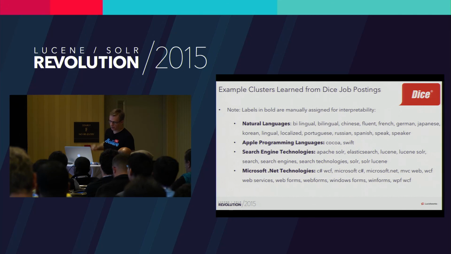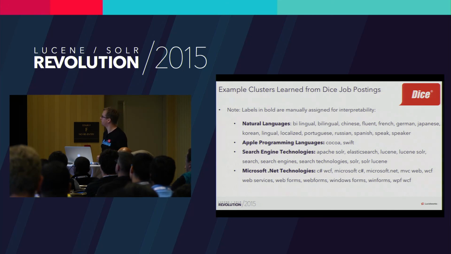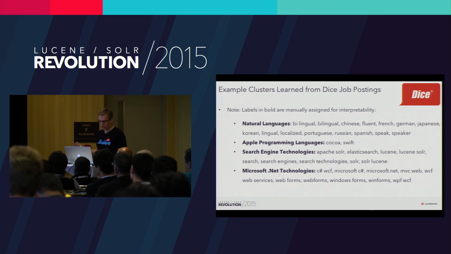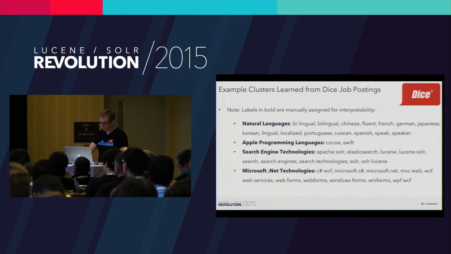I haven't removed anything. It made a small cluster for Apple programming languages, of which it found two, Cocoa and Swift. By the way, these labels I have added for interpretation, but trying to infer that automatically is a little hard. It learned a cluster for search engine technologies. So it clustered Solr, Elasticsearch, Lucene, search engines. They all came in the same cluster. And it had a cluster for .NET.